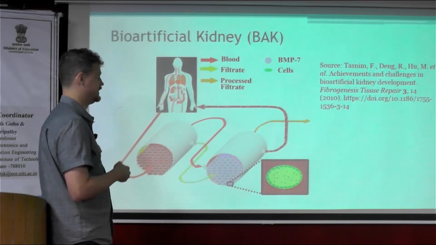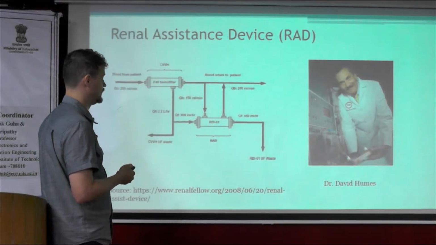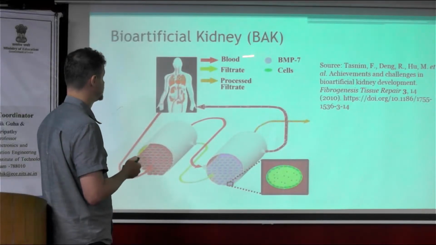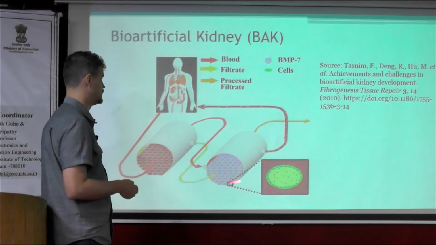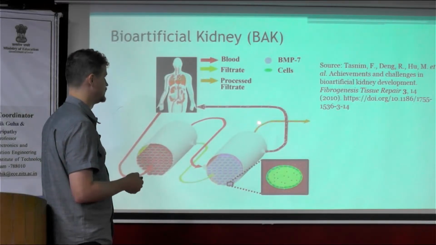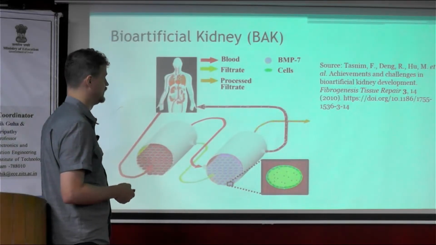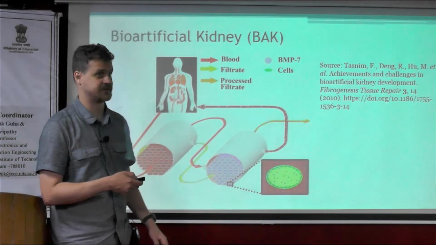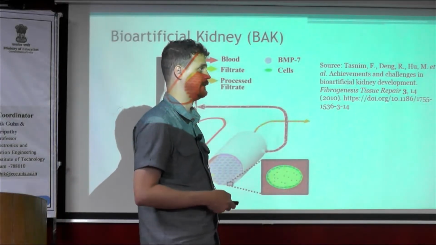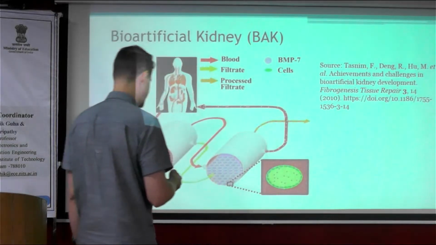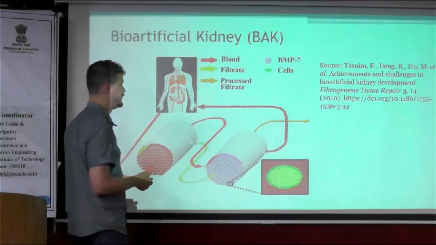So it did not just stop with the renal assist device. The next approach was an attempt to create a bioartificial kidney that introduced a type of cells that started to generate a morphogenetic protein, which is a protein that helps to regenerate some lost functions of the kidney.